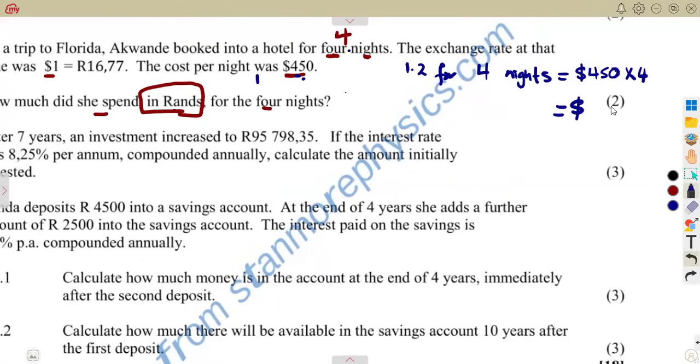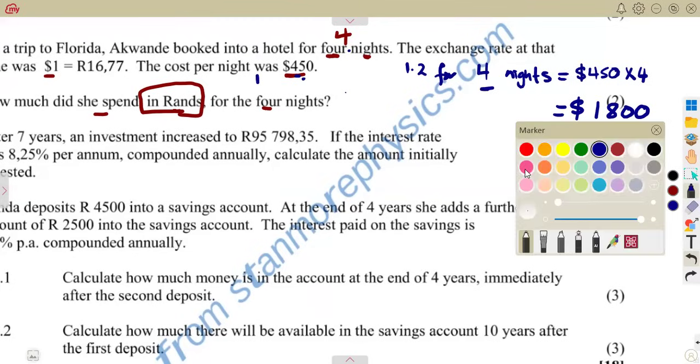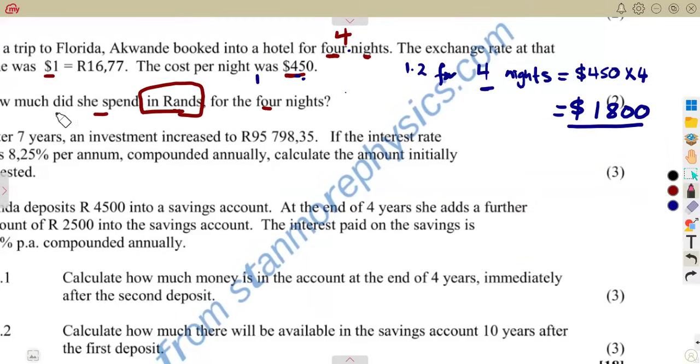By multiplying by the number of nights, we are going to have the total in dollars, which is 1,800. So this person was going to pay $1,800 for the 4 nights. But is it what we are being asked here? No. The question is, how much did she spend, that is the most important part, in rands. So you have to convert this now using the rate that you are given. Each dollar is equal to 16.77 rand.